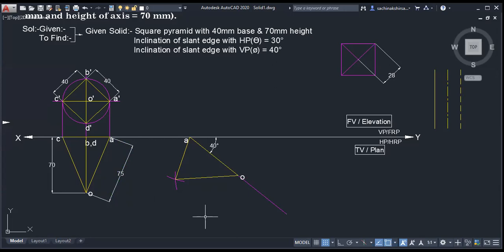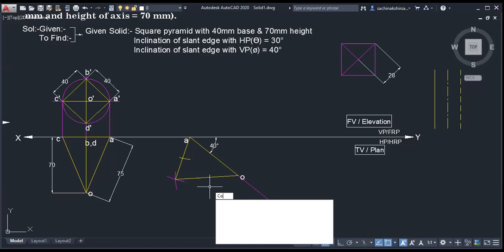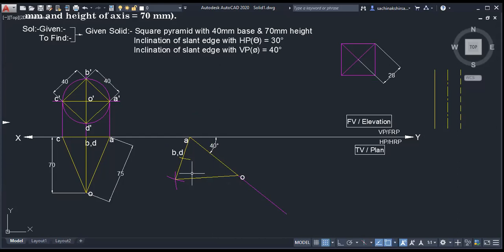How much distance you are going to take? A to BD. 28. BD point you have to locate. It will be 28. Give name there as B D. Here it is point B D. Also you can give name for point C, whatever we have drawn just now.